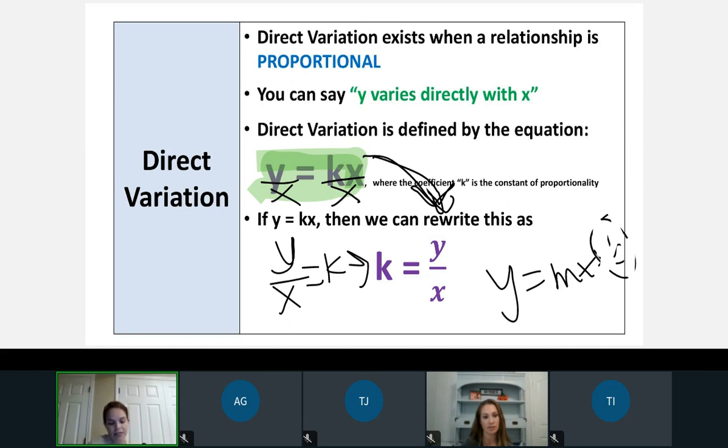Tony, we use letters in math because we want to be able to represent a real world situation. So we want to be able to change our equation as we go.